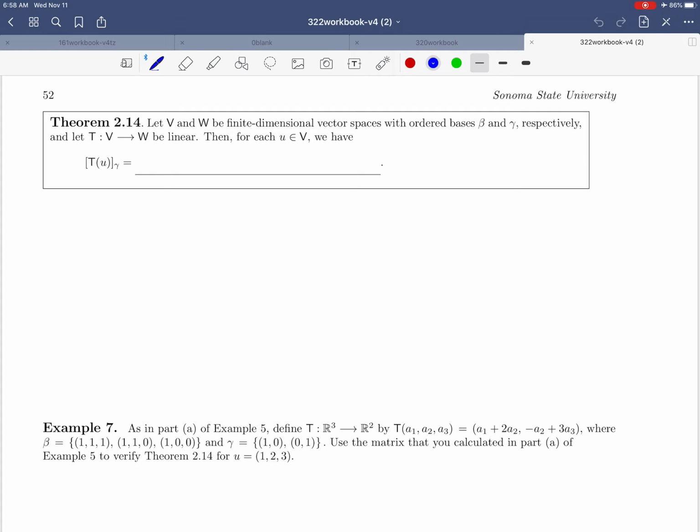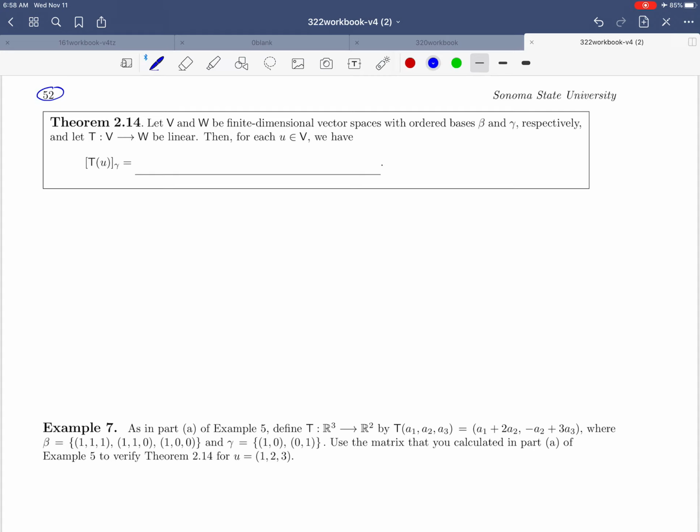We are looking at page 52 of the workbook, and this theorem is basically just going to be a formal statement of what we did in the previous example. We sort of reason through what the matrix for a linear transformation is telling us, how it relates to coordinates, and this theorem formally states that result. Okay, so let's read the statement of the theorem together here.